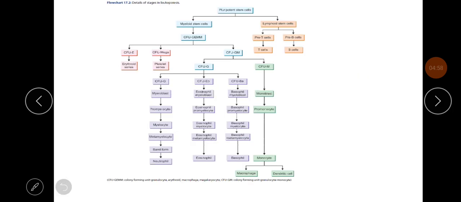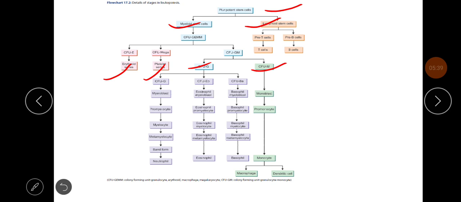So this is another diagram showing the leukopoiesis from the pluripotent stem cell to myeloid series and the lymphoid series. The myeloid series forms a colony forming unit GEMM, from which there will be development of the erythroid series and the megakaryocyte series. Then CFU-GM forms the granulocyte, the eosinophil and the neutrophil, eosinophil and basophilic series. And CFU-M forms the monoblast, then monocyte. So they eventually develop into macrophage or dendritic system.